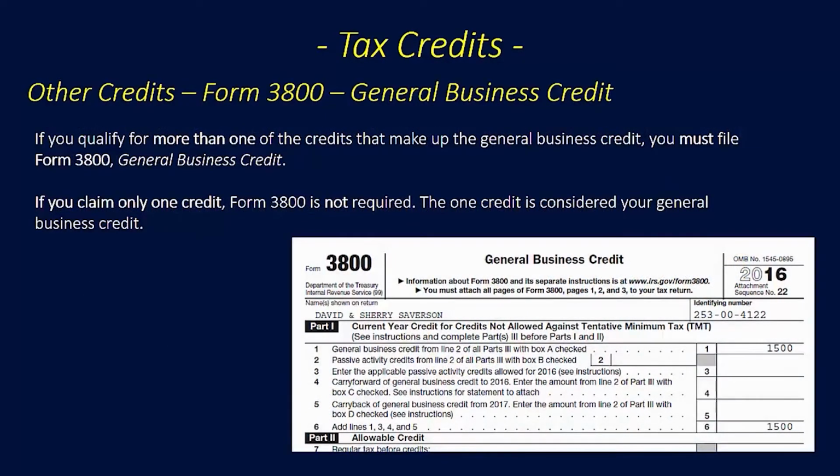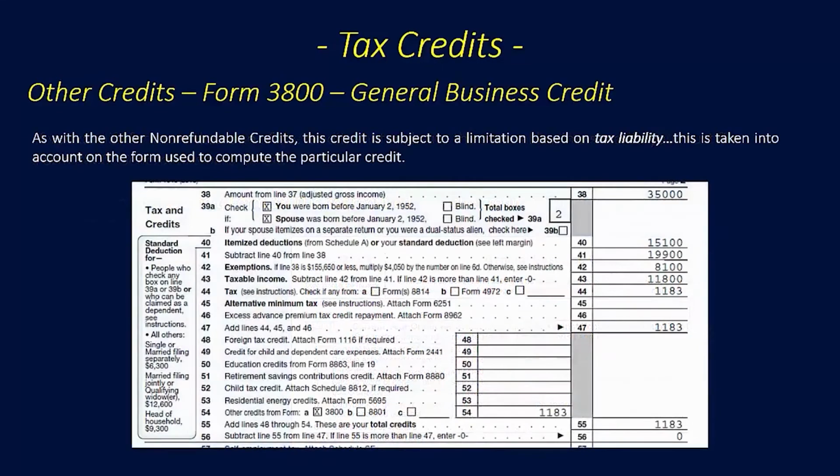If you qualify for more than one of the credits that make up the General Business Credit, then you must file Form 3800, General Business Credit. If you claim only one credit, the Form 3800 is not required. The one credit is considered to be your General Business Credit. As with the other non-refundable credits, this credit is subject to a limitation based on the tax liability on the 1040. This is taken into account on the form that's used to compute the particular credit.